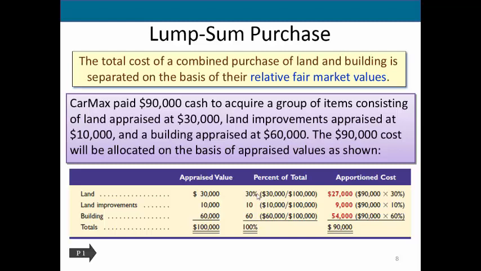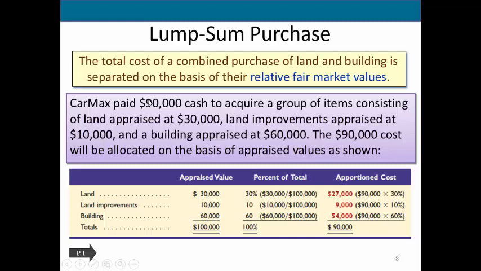CarMax paid $90,000 of cash to acquire a group of items. So we've got land that was appraised at $30,000, land improvements appraised at $10,000, and a building that was appraised at $60,000. When we talk about an appraisal value, this is the fair market value. So we're saying, had you gone out and bought each of these things separately or paid for them in separate transactions, this is what you would have paid. So the sum of these is $60,000 plus $30,000 plus $10,000. So the fair market value of all of these assets is $100,000. However, we only paid $90,000.